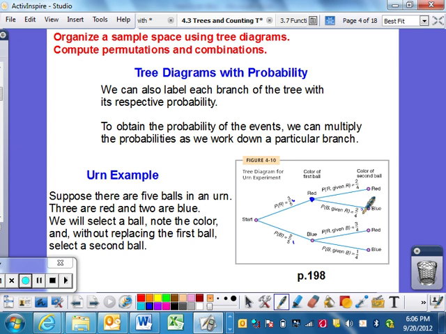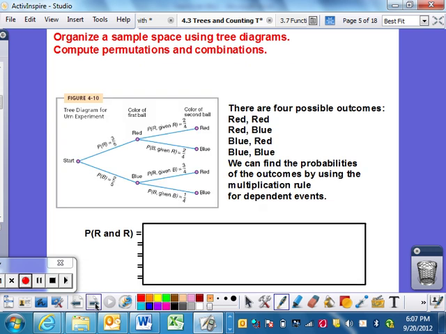So if you have a 3 out of 5 chance to get a red, if you already take one out, you have a 2 out of 4 chance to get a red and a 2 out of 4 chance to get a blue once that happens. Whereas if you get a blue one the first time, then the probability of getting red is 3 out of 4 compared to 1 out of 4 for blue. And this is taken right out of page 198 if you want to take a look at that.